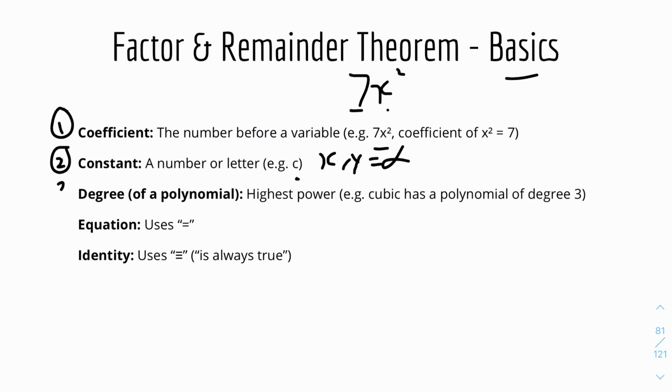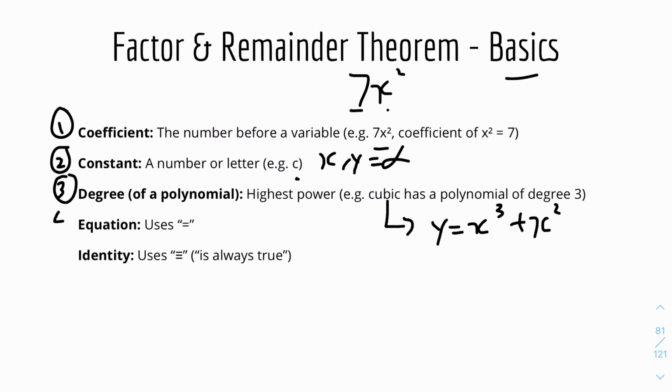Number three, a degree of a polynomial is basically the highest power. So for example, in a cubic equation like y equals x cubed, the degree of this function is 3, because 3 is the highest power. So even if you have this plus x squared, the degree is still 3.